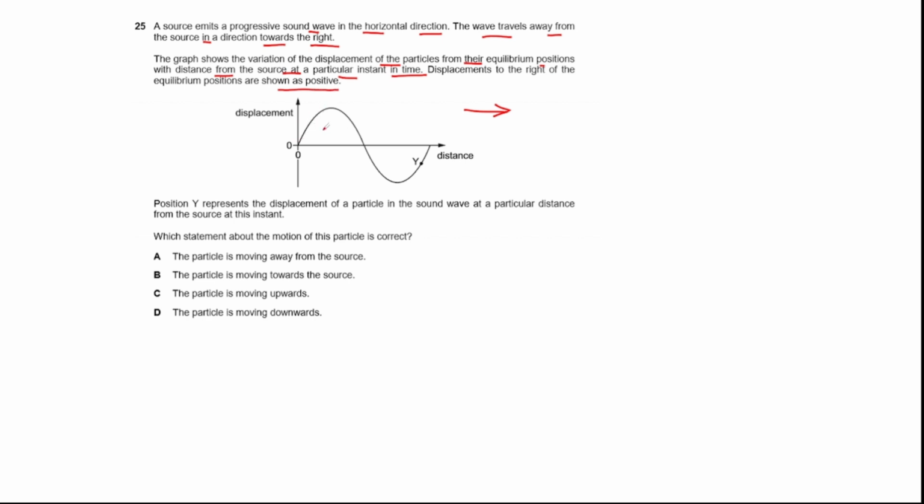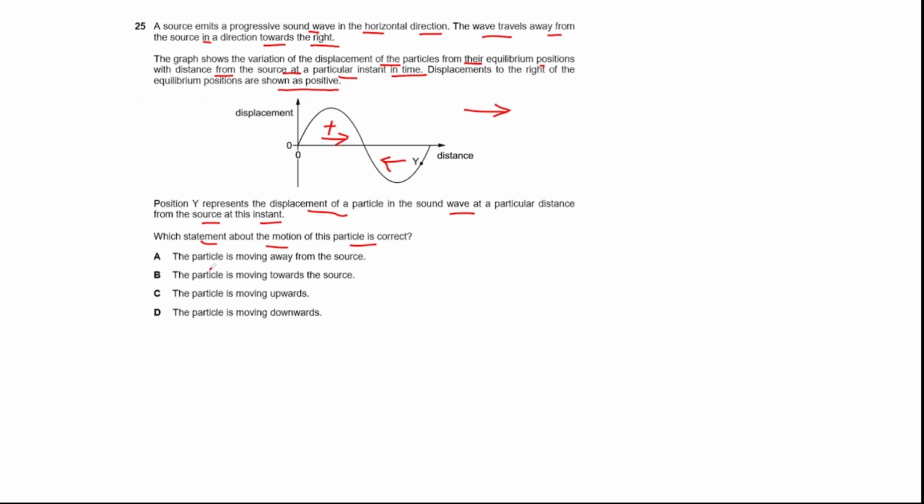So here the positive displacement is showing the particles are moving to the right side. So the displacements of the particles is to the right. So obviously the negative displacement shows that the particles are moving to the left side, which means that it's away from the source direction. So the position Y represents the displacement of a particle in the sound wave at a particular distance from the source at this instant. So which statement about the motion of the particle is correct?